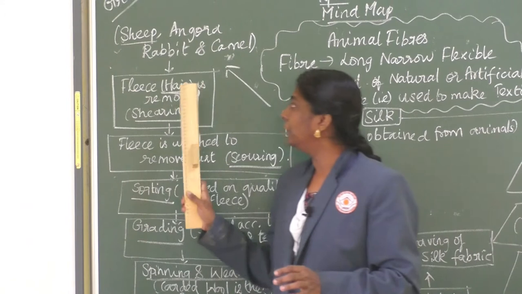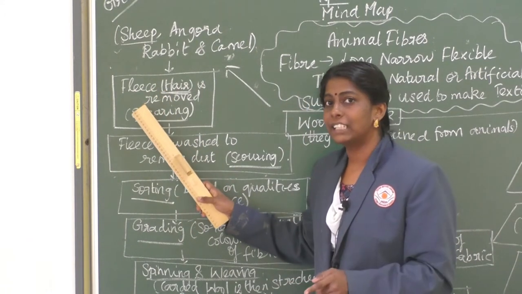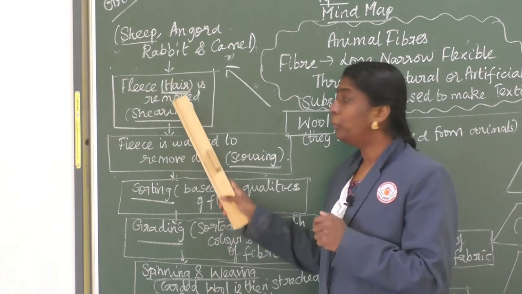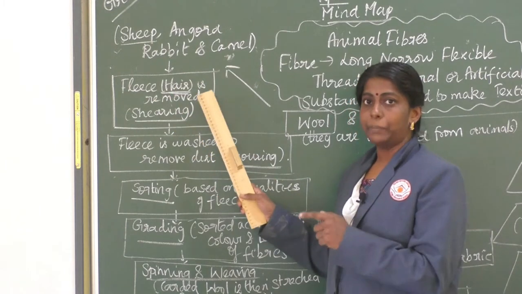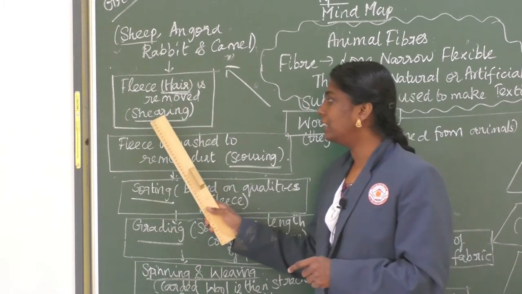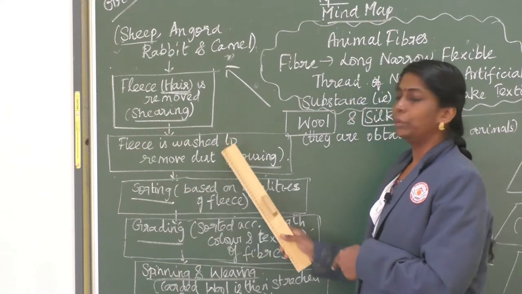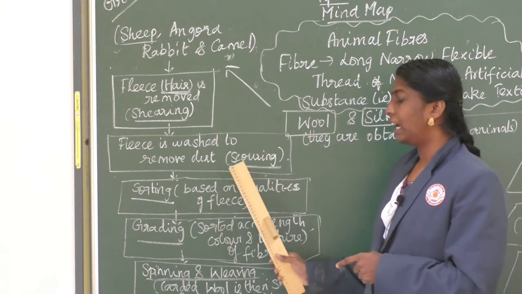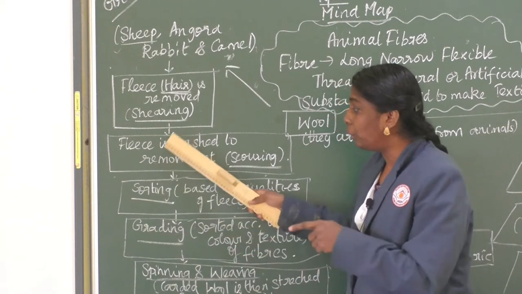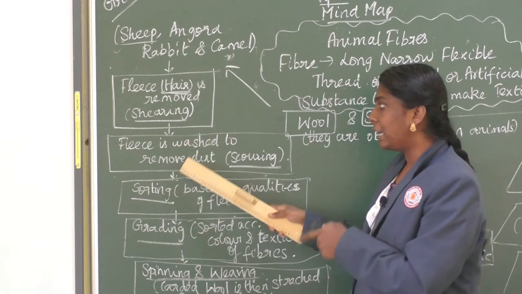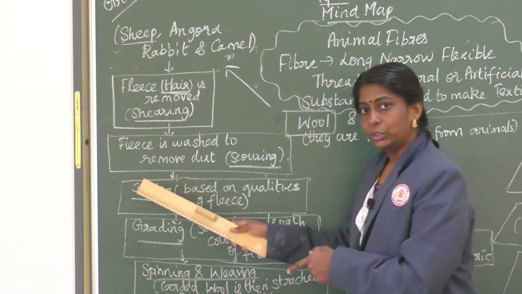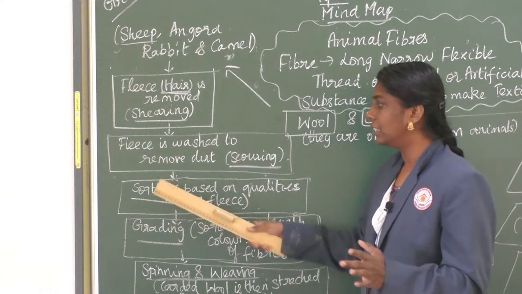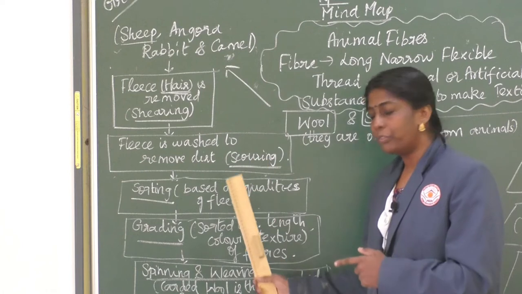So from that we are just taking fleece. Okay, so from the sheep, fleece is nothing but hair that is removed, and that process, removing of fleece from sheep, is shearing. Now after this step, the fleece is washed to remove the dirt. And the second step is scouring. And then the third step, after thorough cleaning and washing, the same fleece will be subjected to sorting. Sorting in the sense that based on the quality, it is getting separated. That's what sorting is, based on qualities of fleece.